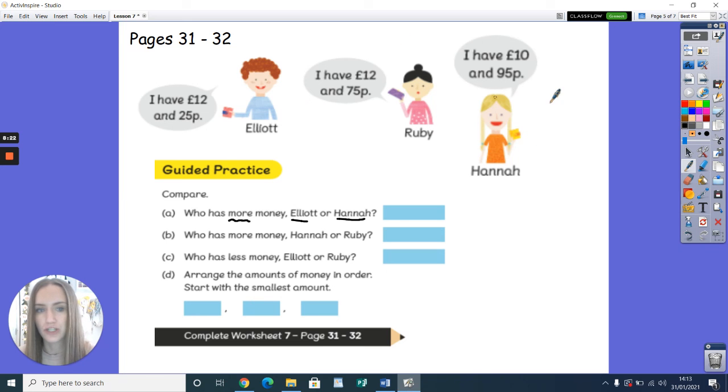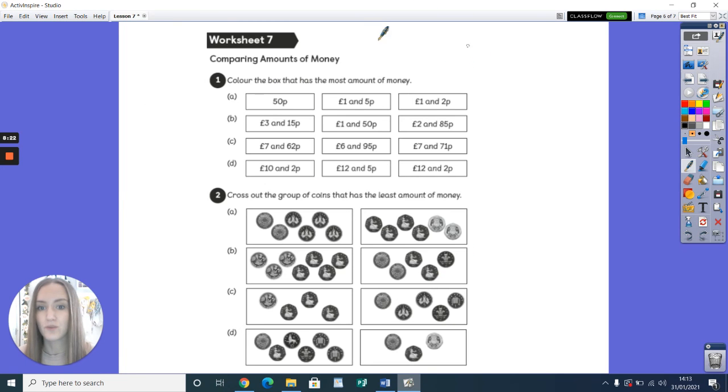When you've done them 4 questions, your workbook pages are 31 and 32. And it looks like this. First one's really straightforward. It says colour the box that's got the most amount of money. It doesn't mean colour the box that's got the most out of all of them. It means in this first row. Then colour the box with the most amount of money in this row, and then this row, and then this row. Then this one, it says, reading it carefully, it doesn't say colour in this time.